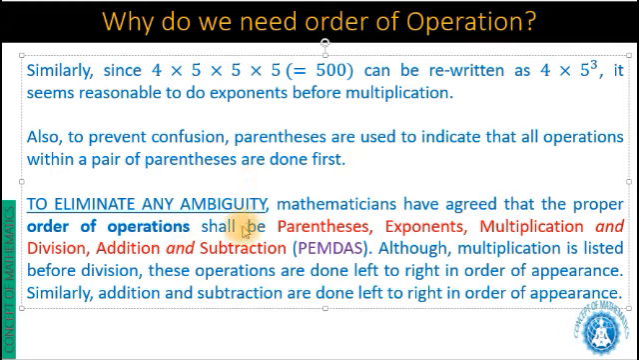To eliminate any ambiguity, mathematicians have agreed that the proper order of operations shall be parentheses, exponents, multiplication and division, addition and subtraction, that is PEMDAS. Multiplication is listed before division. These operations are done left to right in order of appearance. Similarly, addition and subtraction are done left to right in order of appearance.